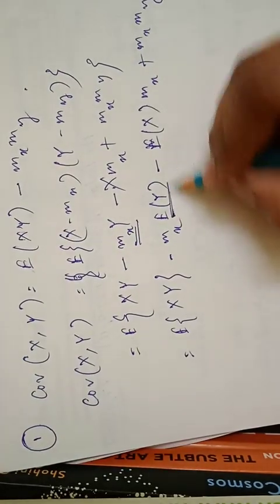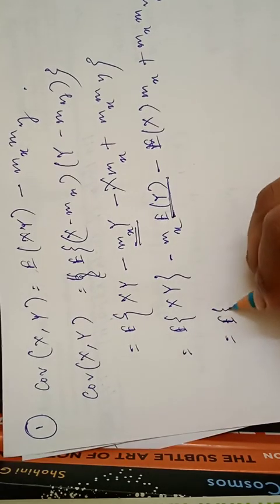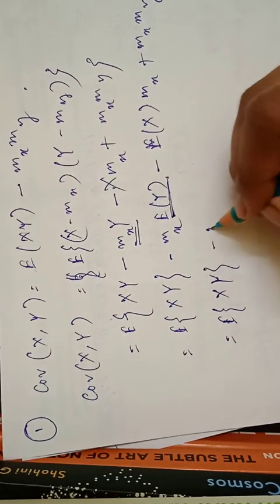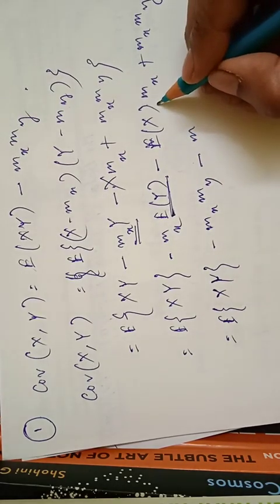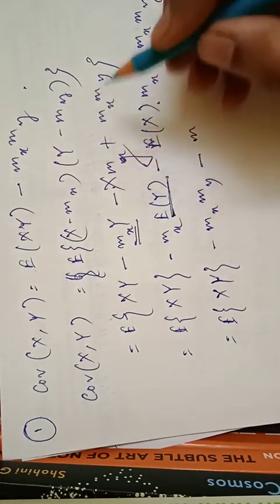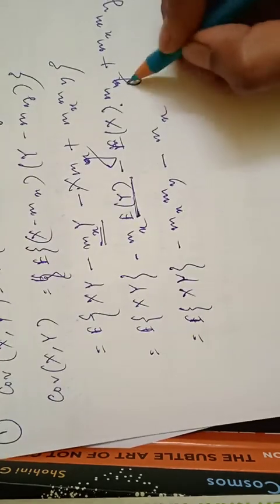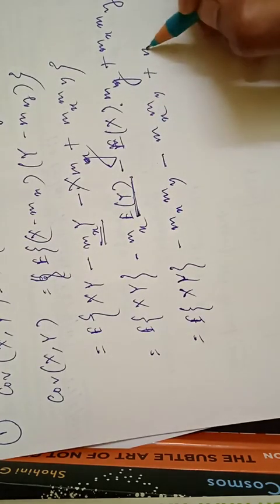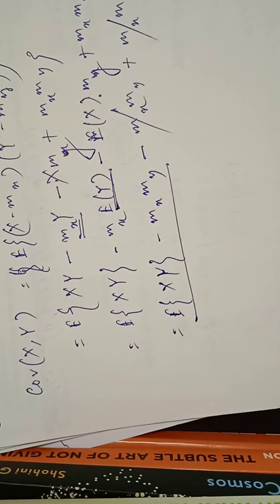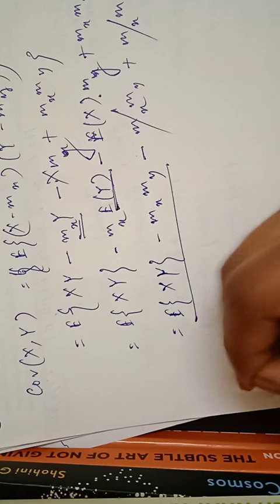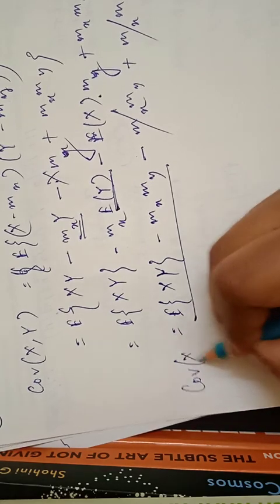Now, expectation of Y is our my, so in the next line we can write minus mx my, and expectation of X is our mx, so that one will be minus mx my. So we have minus mx my minus mx my plus mx my, so one mx my plus and minus got cancelled out. So we got the result for covariance of XY. To calculate covariance of X comma Y, we generally use this formula. This is much easier to calculate.